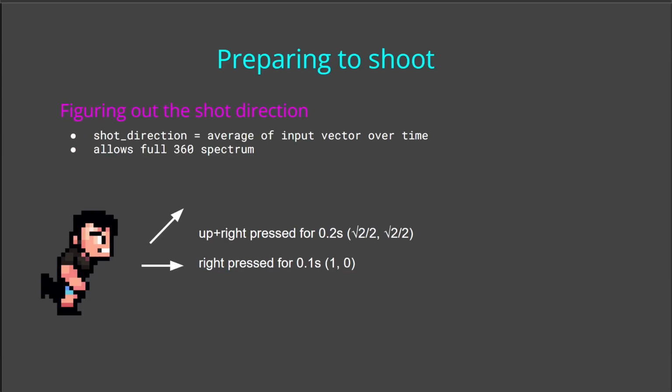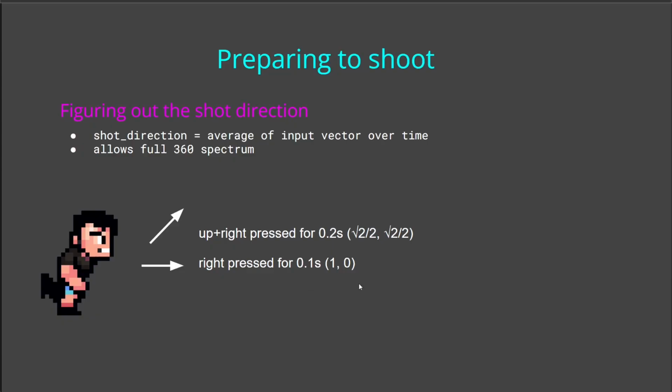For example here, let's say that I'm moving forward towards the top right and I start pressing the shoot key. And I have those top right, up and right keys pressed for 0.2 seconds. This is the input vector, which is coming out of this. And then I'm going to stop pressing the up key and just keep the right key pressed for 0.1 second.